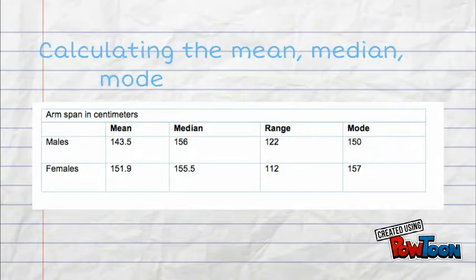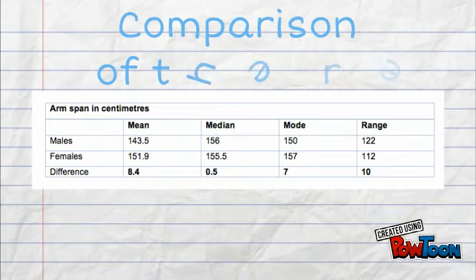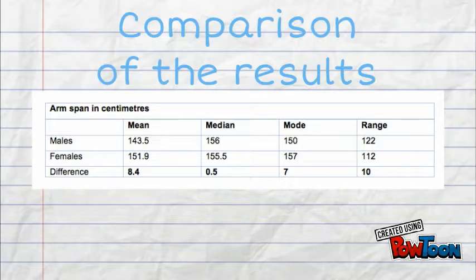From here, we were able to come to conclusions utilising the data. I used Microsoft Excel to calculate the mean, median, range and mode for each gender. As you can see from the data here, this is a comparison of both males and females results, with a difference column at the bottom. This helped us come to conclusions and answer my initial question of which sex had the greatest length arm span.